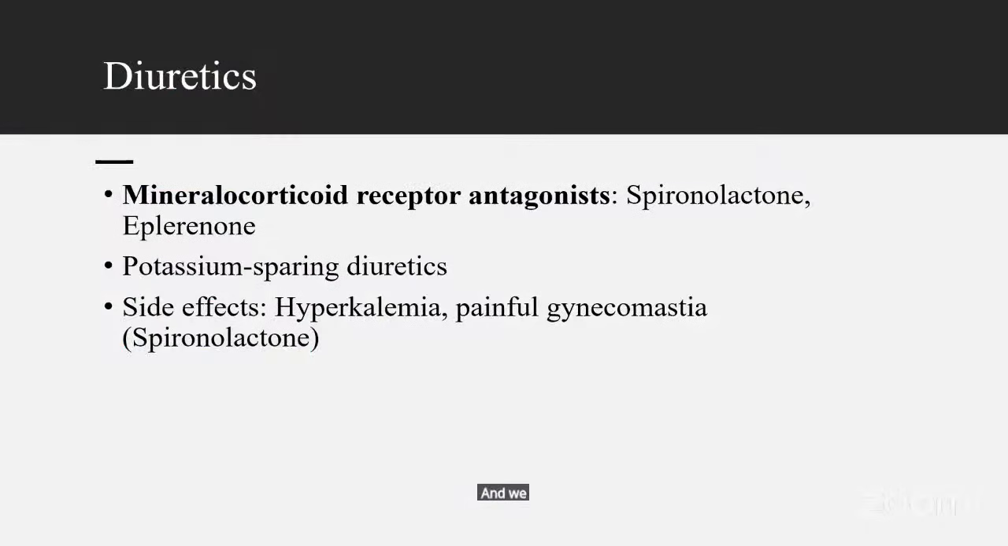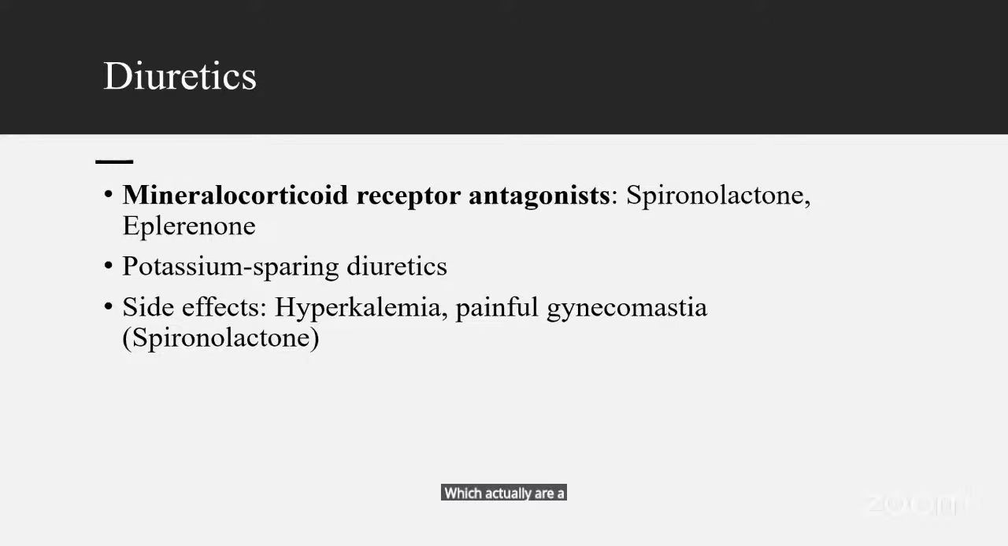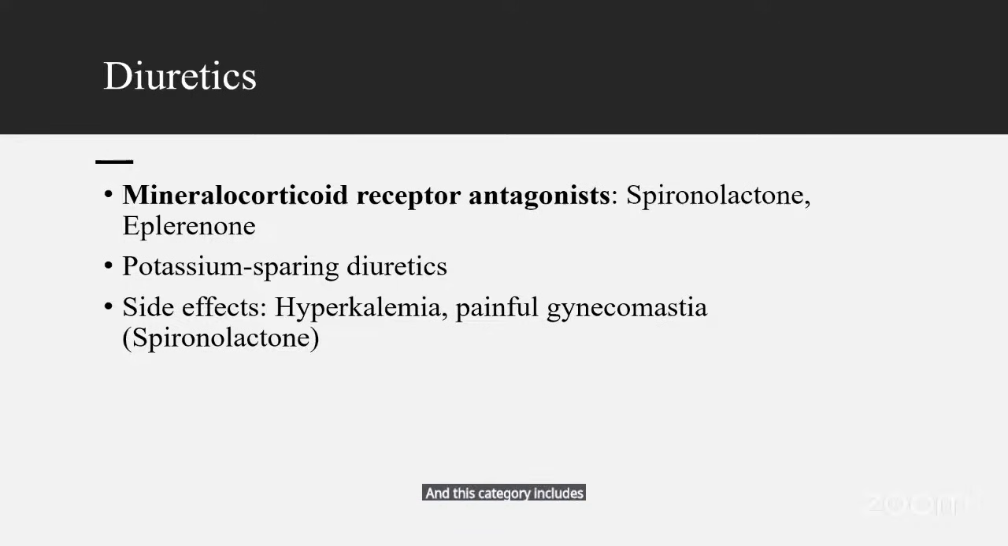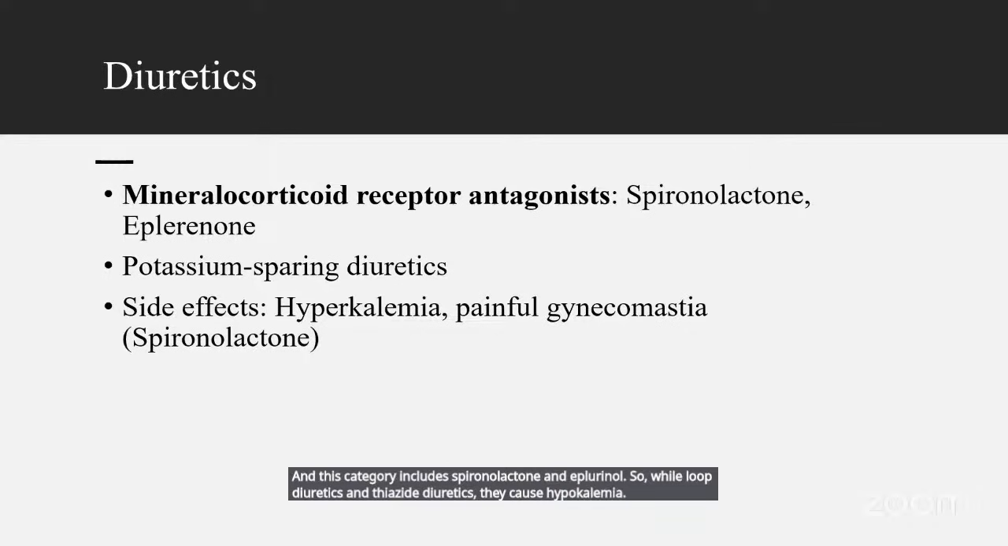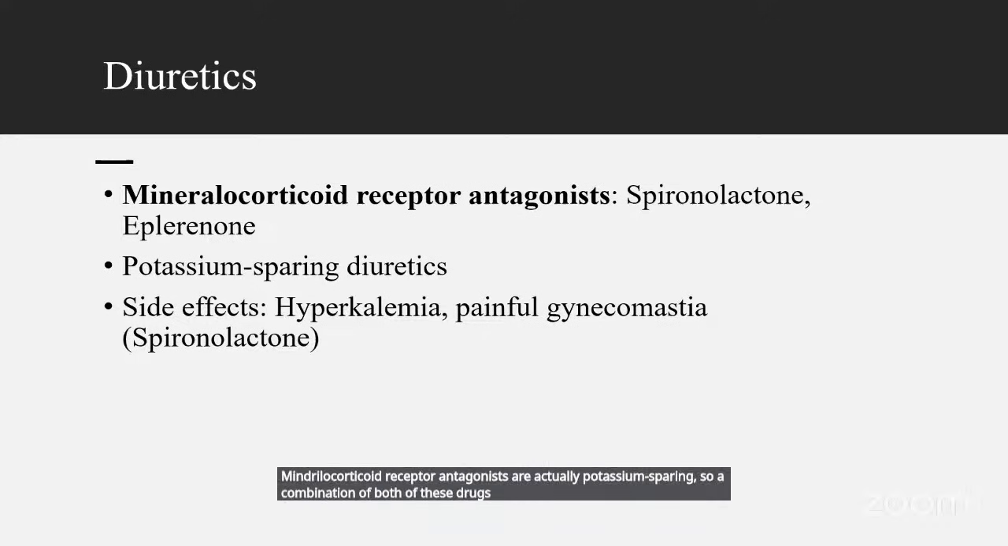And we have another category of diuretics, which is mineralocorticoid receptor antagonists, which actually are a weak form of diuretics, but these drugs have been shown to have mortality benefit. This category includes spironolactone and eplerenone. While loop diuretics and thiazide diuretics cause hypokalemia, mineralocorticoid receptor antagonists are actually potassium sparing. So a combination of both of these drugs will help us maintain a potassium balance.